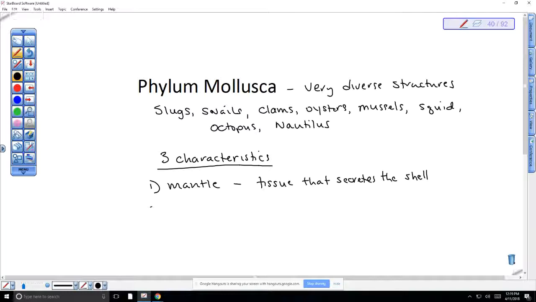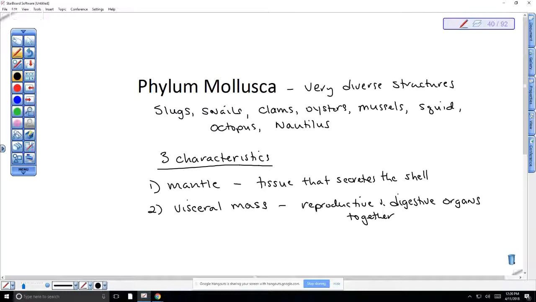So the second characteristic is they have what is called a visceral mass. So viscera refers to like the organs in the body. So like my stomach and my intestines and my liver, those would be my viscera. And in the mollusks, they tend to have the reproductive and digestive organs grouped together in one mass. So the stomach and the liver and the digestive glands and the reproductive glands are all kind of together. And so we're going to look at this in the clam in dissection this week.